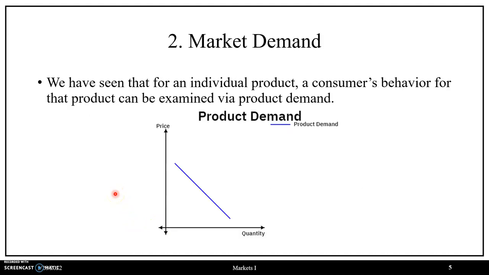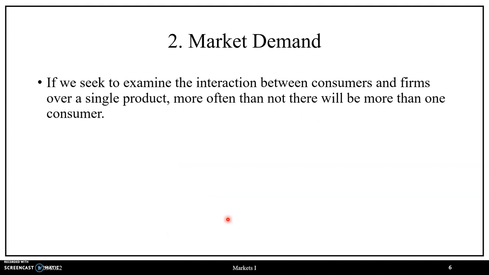Starting with market demand, we have seen that for an individual product, a consumer's behavior for that product can be examined via product demand, where we have a demand curve below, where price is going to be on the vertical axis, quantities on the horizontal axis. We have a downward sloping curve, giving us that inverse relationship between price and quantity demanded that is stated via the law of demand.